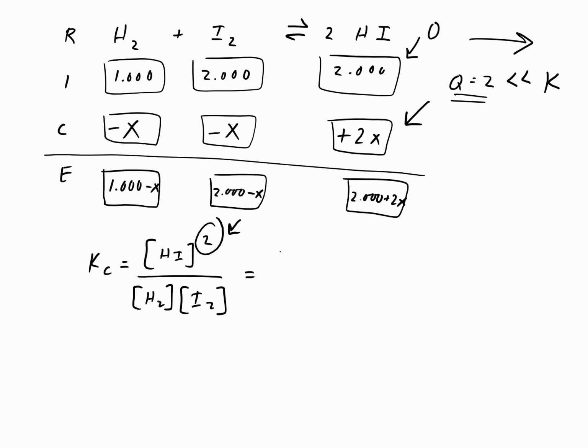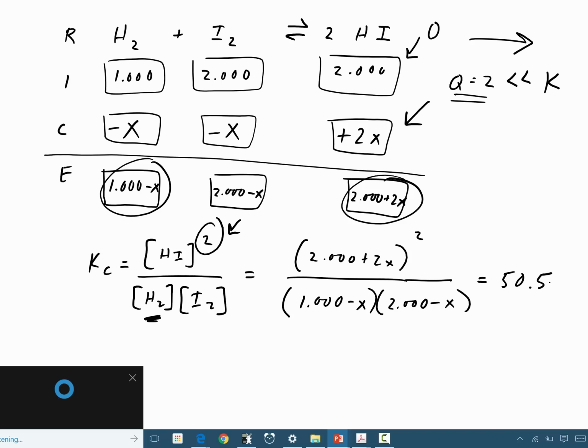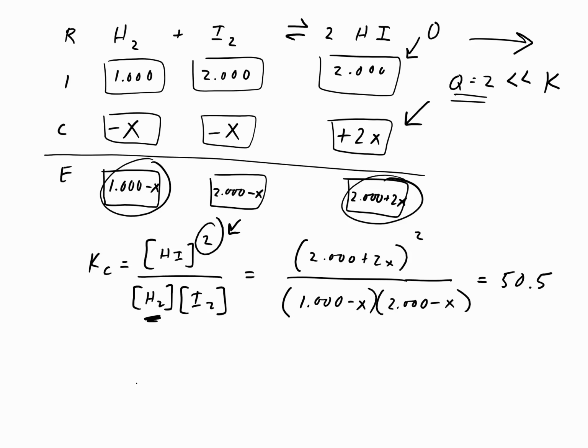All right, so plugging in, the whole term gets squared. Then this goes in for this number here: 1.00 minus x, 2.00 minus x. They gave us the equilibrium value. It's 50.5. What we're going to wind up with is a quadratic equation that we have to solve.